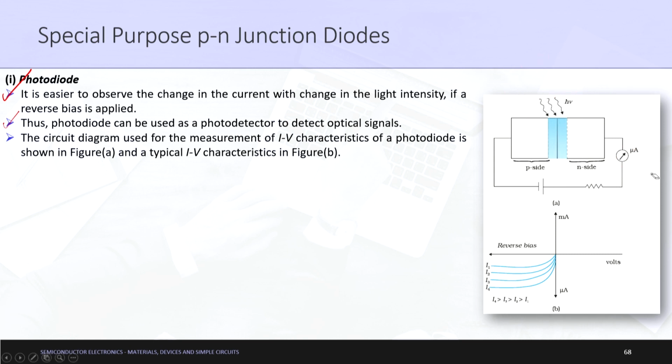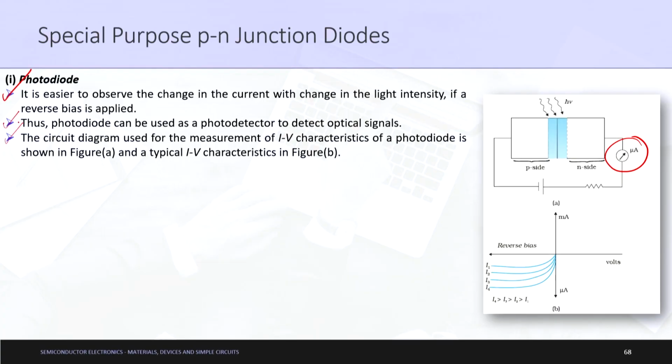How can it be detected? There will be a series circuit present, and if a deflection in the galvanometer is observed, then we can say that yes, the optical signals are present there. Next thing is the circuit diagram used for the measurement of IV characteristics of a photodiode, shown in figure A, and the typical IV characteristics are shown in figure B.